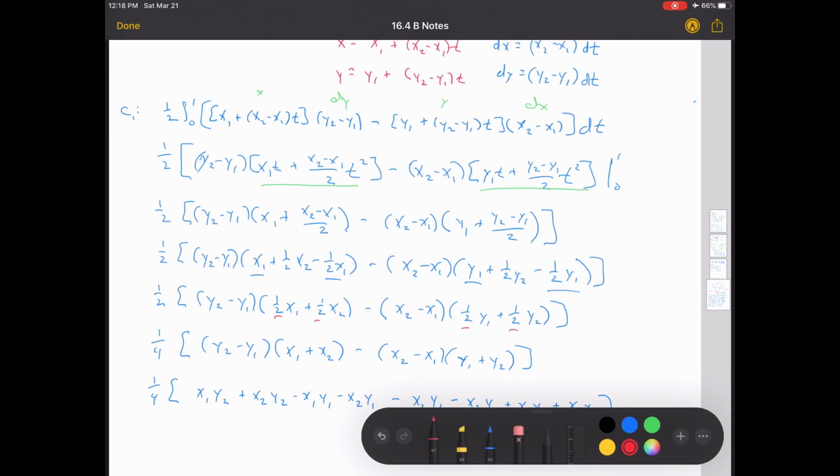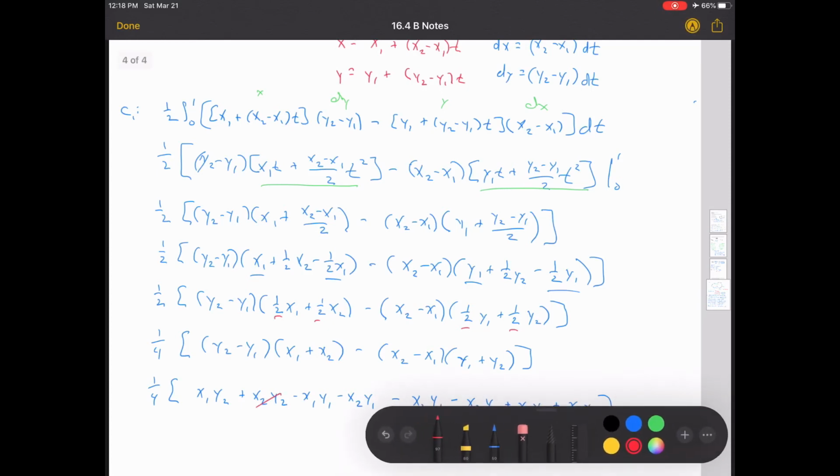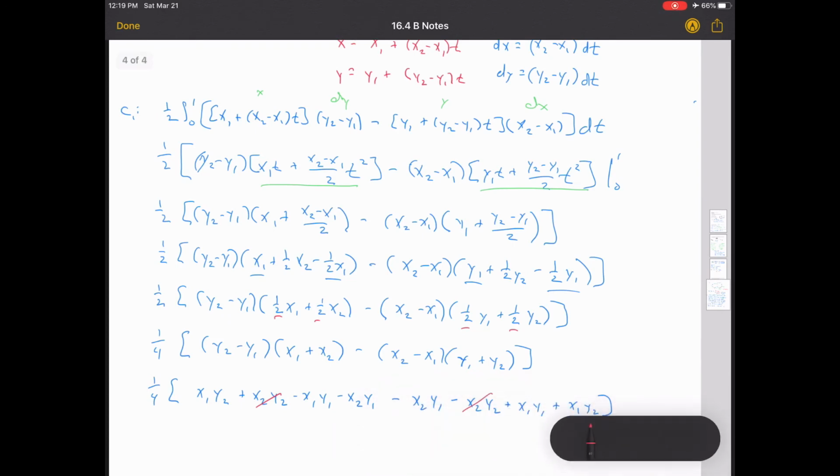So I've got x1, y1. Whoops. x1, y2. Do I have another x1, y2 somewhere? Yes, I do. So I'm going to have two of those. I can't get rid of those. x2, y2. I got a negative x2, y2 and a positive x2, y2. I've got a negative x1, y1 and a positive x1, y1. Those are gone. And then I've got a minus x2, y2, but another minus x2, y1 and another minus x2, y1. So those are going to have to stay.